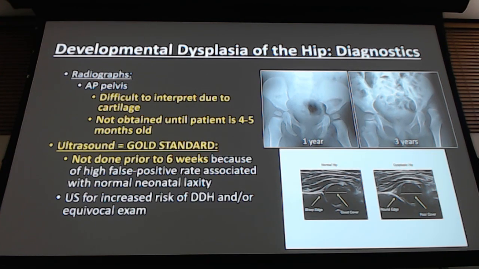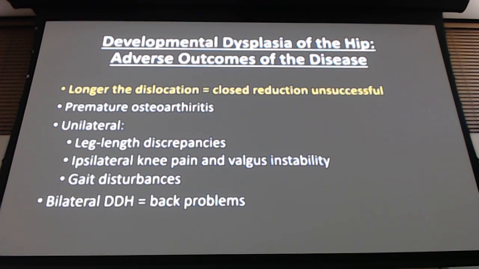But just understand that when you get the ultrasound report, you need to read what's called an alpha angle, right? And if they say it's a normal alpha angle, that means that the head of the femur is well located in the acetabulum, and there's no concern for dislocation or subluxation. Make sense? Okay.